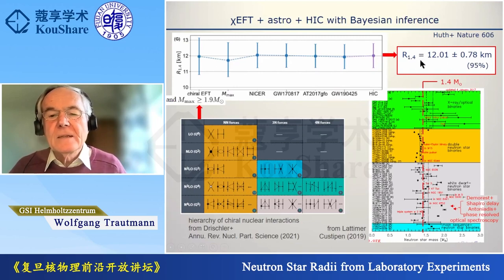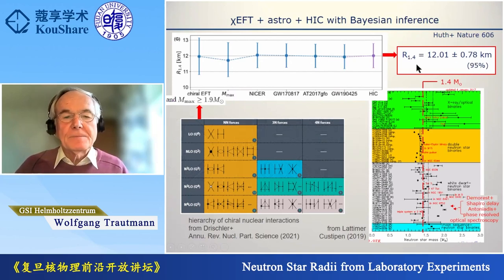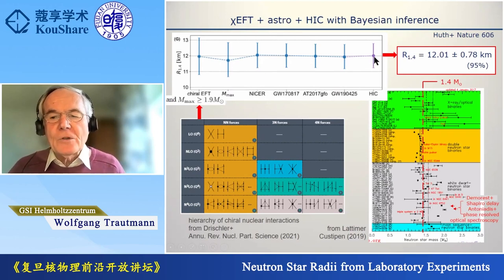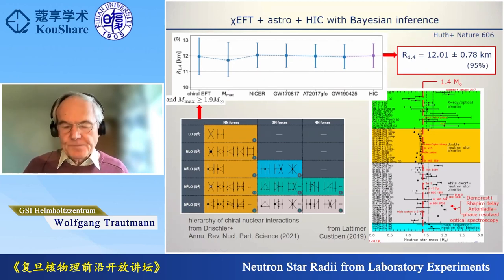And the result is then 12.01 plus minus 0.78 kilometers, with a 95%, meaning two sigma, error of 0.78 kilometers. It's interesting that NICER, these radii measurements, as well as the information from the laboratory, the neutron to charged particle elliptic flow ratio, point in the same direction. They are very much consistent. NICER pushes this value up towards harder equations of state, and so does the HIC result. They point in the same direction.